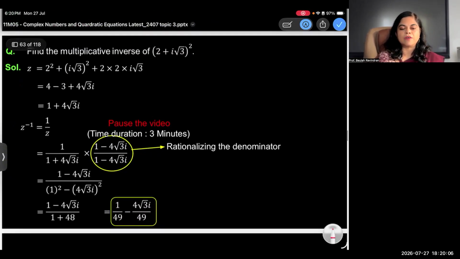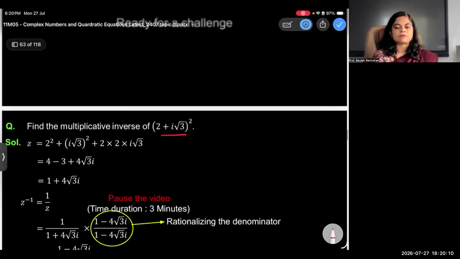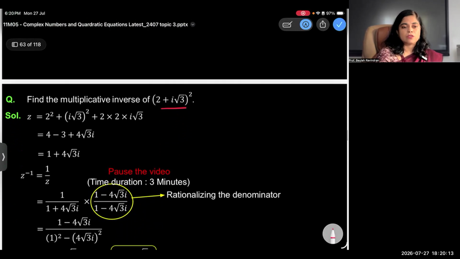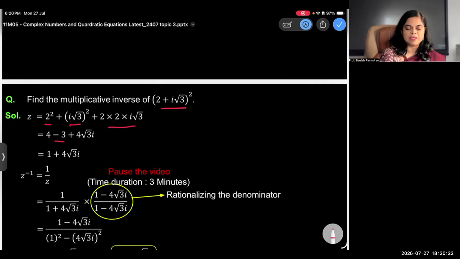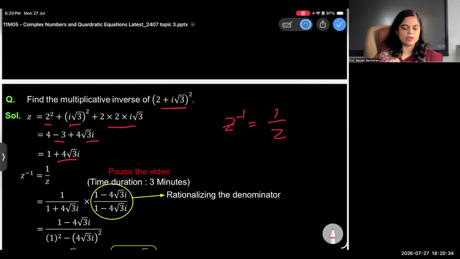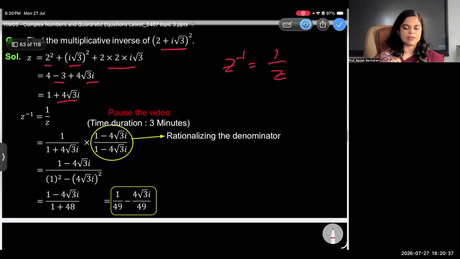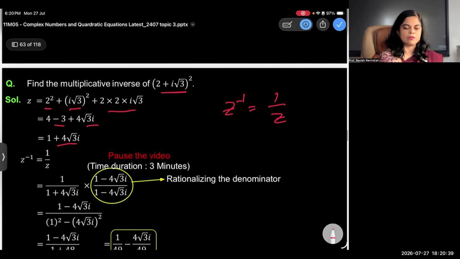Then if you are asked to find the multiplicative inverse of 2 plus i root 3, how can you do it? So what is 2 plus i root 3 the whole square? You have to expand first in the form of a square plus b square plus 2ab and then simplify into the form of a real number. Got it? Otherwise you can't find it out. Keep this tip in your mind. So what is z inverse here? z inverse is 1 by z. After that, you know how to find it, right? This is the only tip you have to keep in your mind.